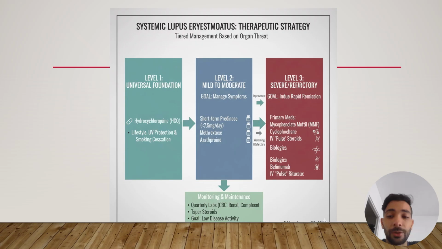Level 3, severe refractory disease. Now, if we see organ threat such as lupus nephritis, kidney inflammation, or CNS involvement, we move to level 3. This is an emergency. We use pulse IV steroids to hit the inflammation hard and fast. We introduce heavy-duty immunosuppressants like mycophenolate mofetil or cyclophosphamide. In recent years, biologics like belimumab or rituximab have become vital tools for patients who don't respond to traditional therapy.